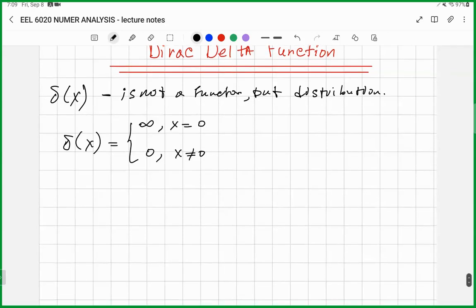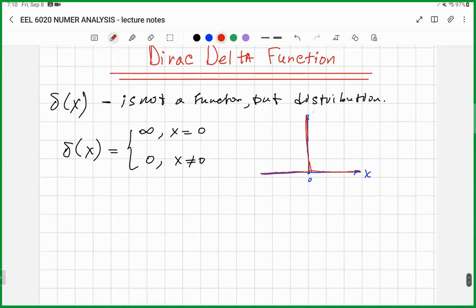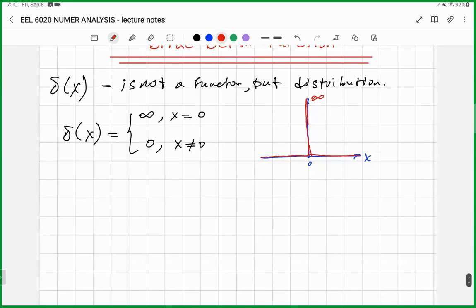Okay, so the plot of this delta function would look like this. So this is x, this is center 0, and the plot will be 0 everywhere. But then as it comes to the origin, it blows up to infinity, and then again 0. So it's infinity. Okay, so this is a very weird function.